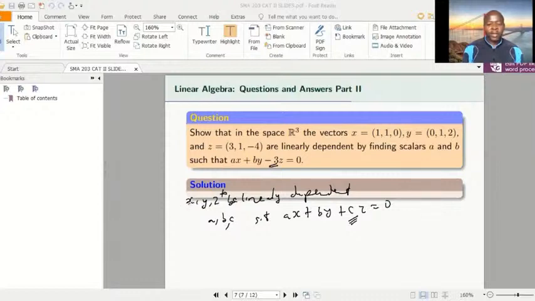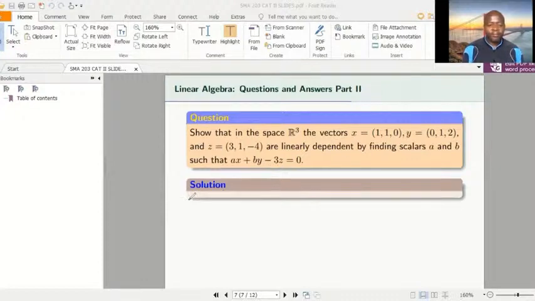So therefore, let's say we can obtain scalars a, b and -3. And this is the simplest way to do it. We can obtain scalars a, b and -3 so that ax plus by minus 3z is zero. So let's just look at our question. Let's do the answer. So we get a and b and -3 be the scalars or constants.